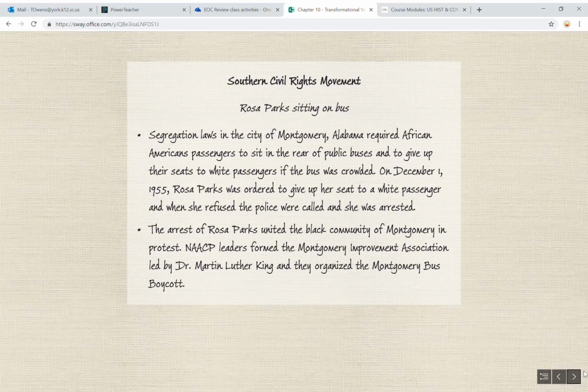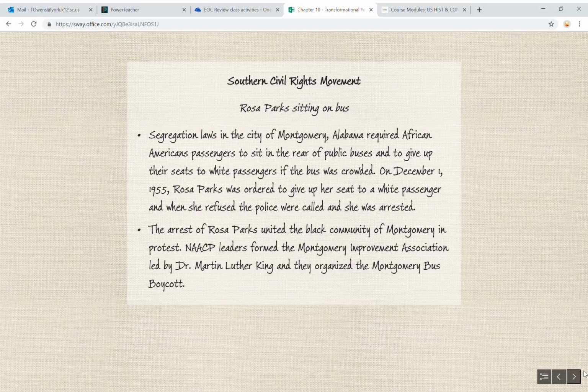And the rule is that, even though they sit in the back, if the bus is full, Blacks have to give up their seats to whites. And she's just going to refuse to do so. And they're going to call the police, and she's arrested. Now, we have a hard time with this. We have a hard time looking at the idea that police are called because someone won't stand up. But this was a big deal. And you have a woman who refused to give up her seat.